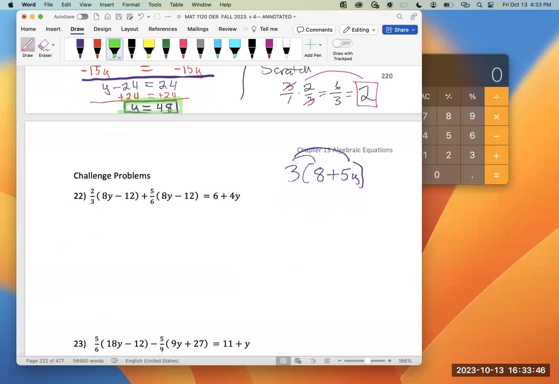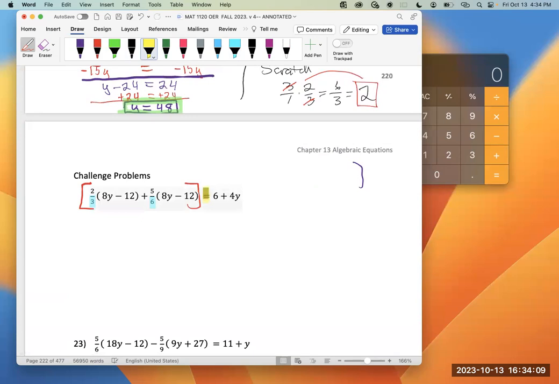One more for this other challenge problem. I'm going to first get rid of the fractions. I'm looking at the fractions here for 22. I notice the denominator has a 3 and a 6. So what I'm going to choose to do to both sides is multiply both sides of my equation by 6.